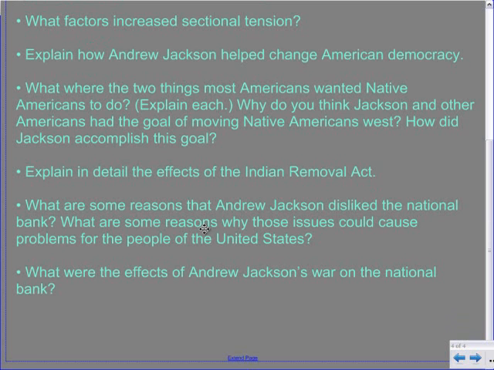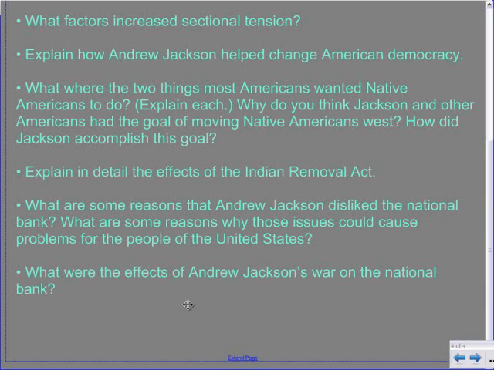What were some reasons that Andrew Jackson disliked the National Bank? That's all about making loans to congressmen and corrupt practices. What are some reasons why those issues could cause problems for the people of the United States? Well, if the congressmen are listening to Nicholas Biddle, who is loaning them the money, that means they're not listening to the people that they're supposed to be representing and voting for. So that means that the people of the United States don't have a voice, which is a problem for them.